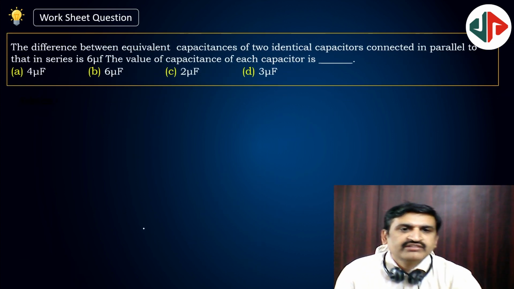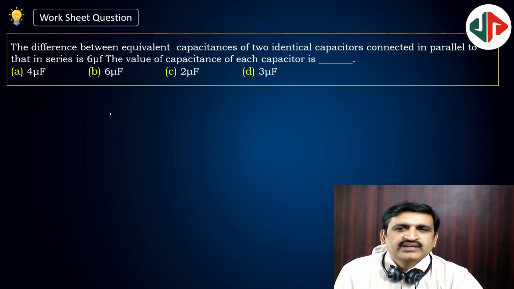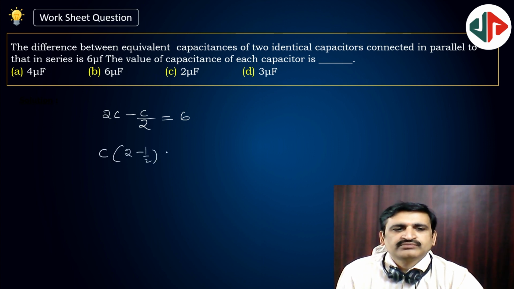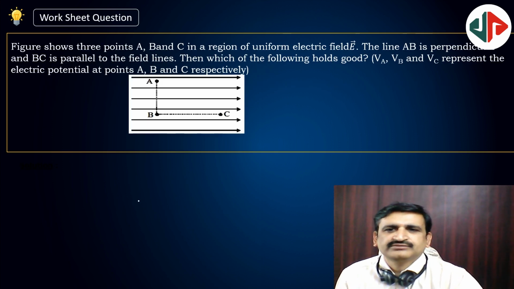The difference between equivalent capacitances of two identical capacitors connected in parallel and that in series is 6. That means C of 2 minus 1 by 2. 2 twos are 4 minus 1, 3 by 2. C is equal to 6 into 2 by 3, 4 microfarad each.